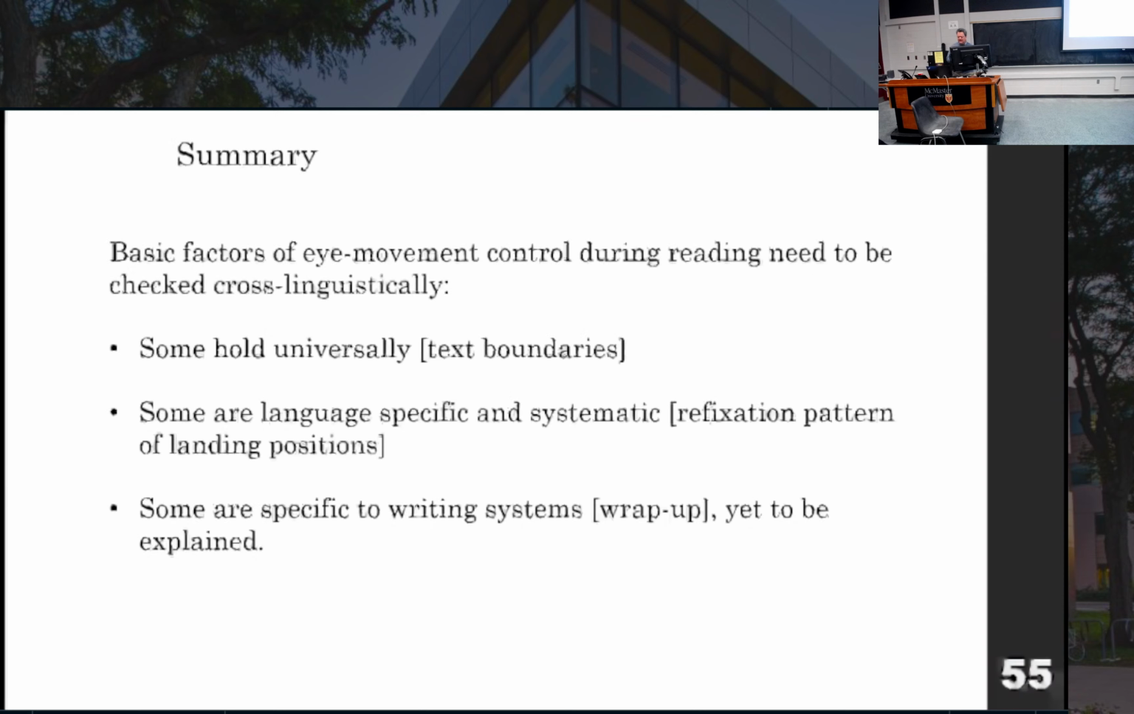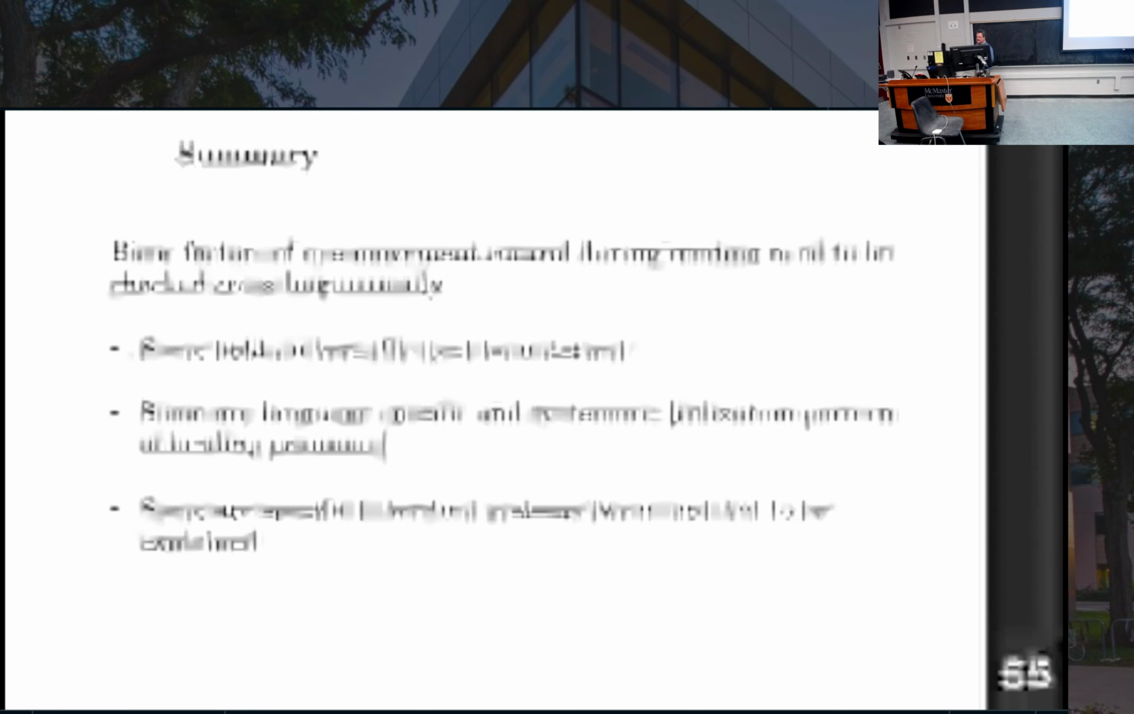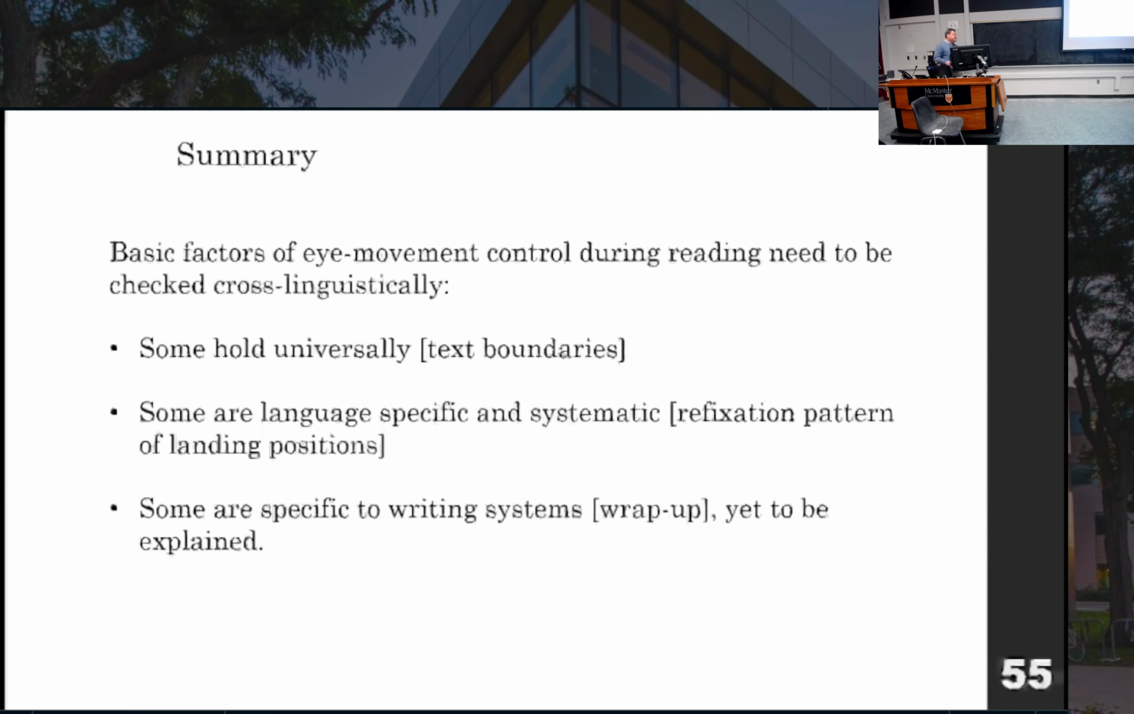Okay. So to summarize, what we're doing is collecting the data and using the data to check the basic factors of eye-movement control cross-linguistically. And some of these prove to hold universally. Some are variable across languages, but there's a very clear cause for that variability. And some others are still to be discovered and to be explained. And probably the explanation will come from the follow-up work with experiments, tightly controlled experiments on specific languages that show the deviation from the overall pattern.